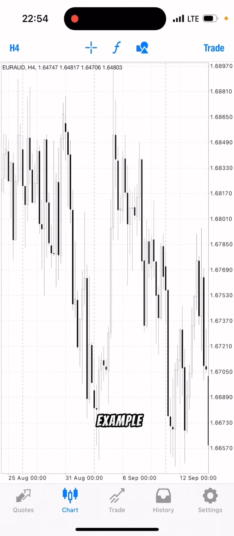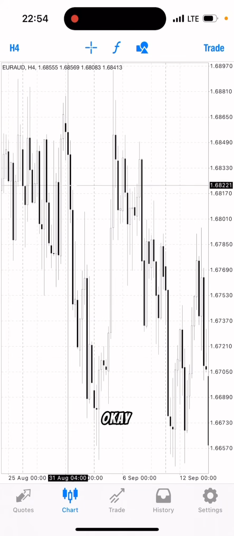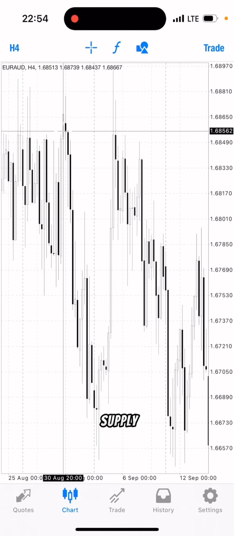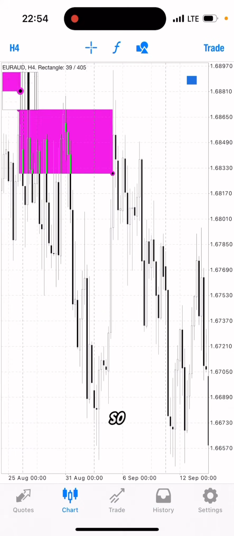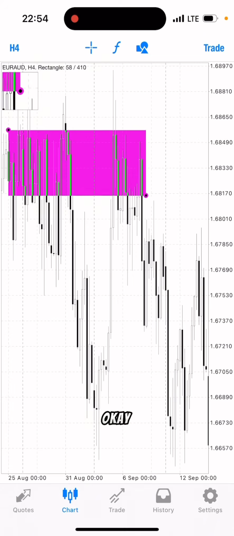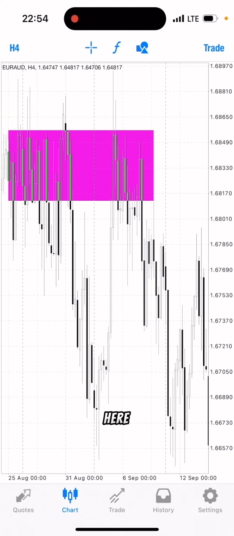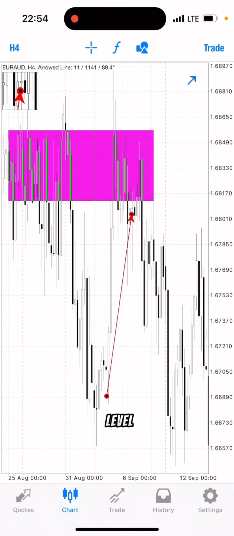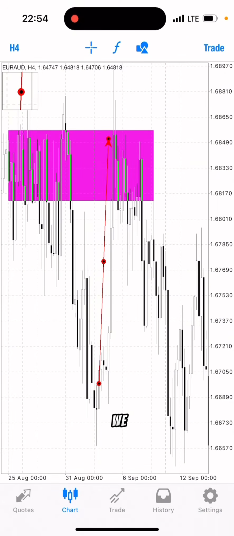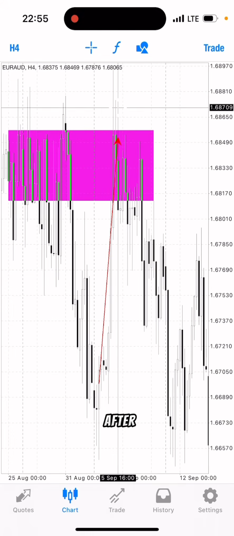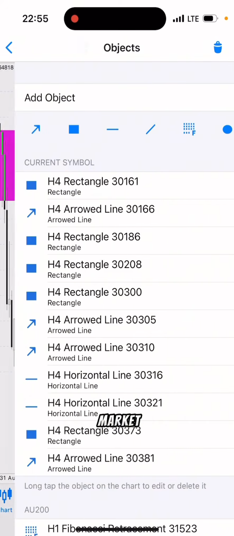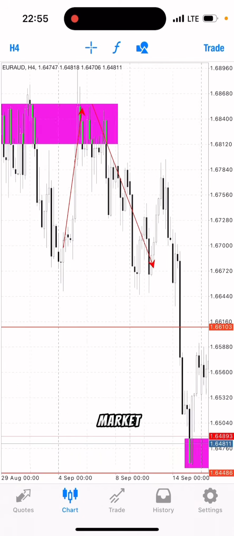So guys, here is another example on the 4 hours time frame. Here the market consolidated, and then it dropped. So here is now our supply zone. We are going to mark out this zone here. So here when the market came back to this level after it dropped, we see what happened. There's a weak rejection here, and then after the rejection we see the way the market dropped.